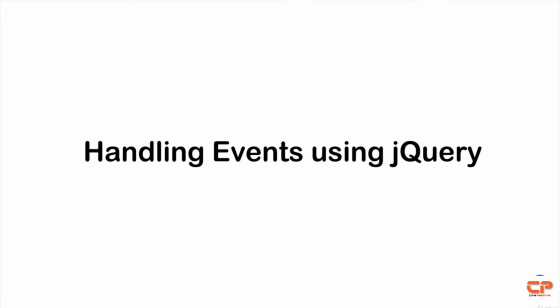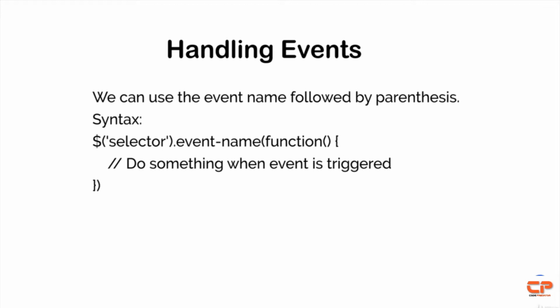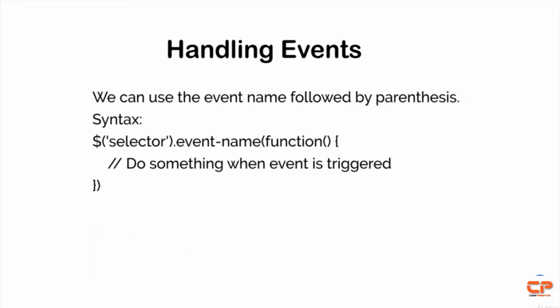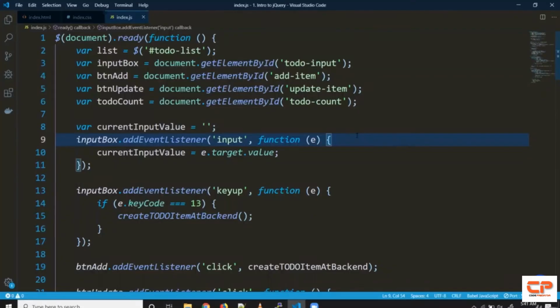In this video, we will learn how to work with events using jQuery. We can use the event name followed by parenthesis. So this is the syntax to handle events on selected HTML element or elements. So $selector, which will select HTML elements, dot event name and parenthesis. For example, if you wanted to add a click event, this will be click followed by parenthesis, and inside the parenthesis you pass your event handler function. So let's try an example to understand it better.